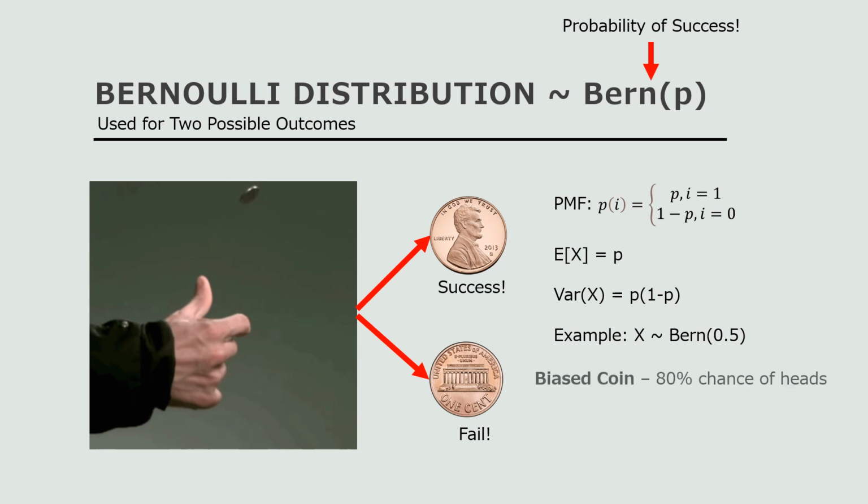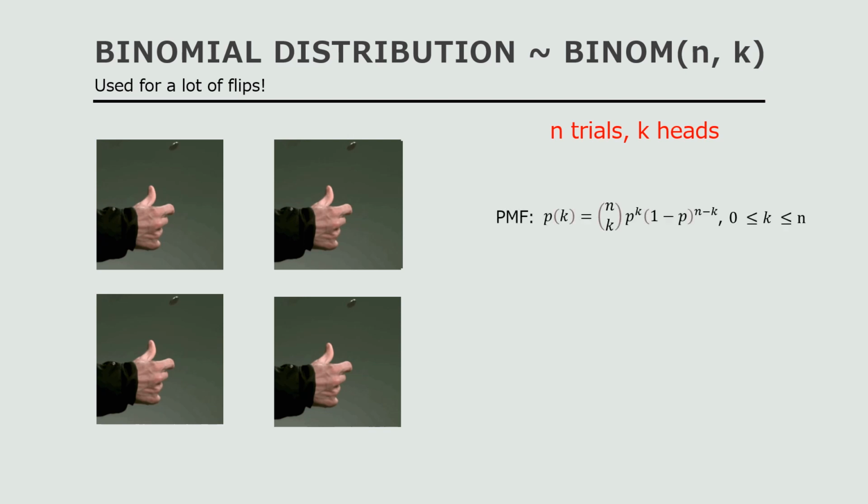Now let's say we have a biased coin with 80% chance of getting heads. The distribution would be described as a Bernoulli with p equals 0.8. Easy, right? Now let's flip the coin a bunch of times and represent the probability of getting a certain number of heads with another distribution, the binomial distribution. If the coin is flipped n trials and we want to see k heads, with each head having probability p, the PMF is as shown.